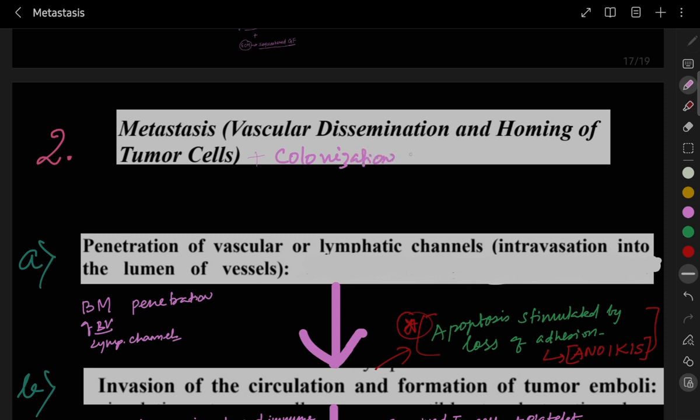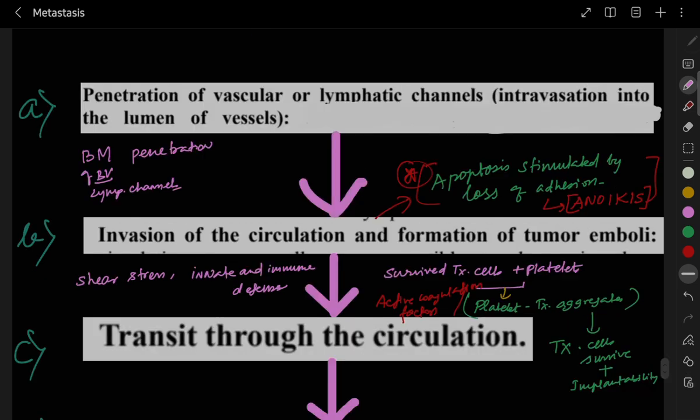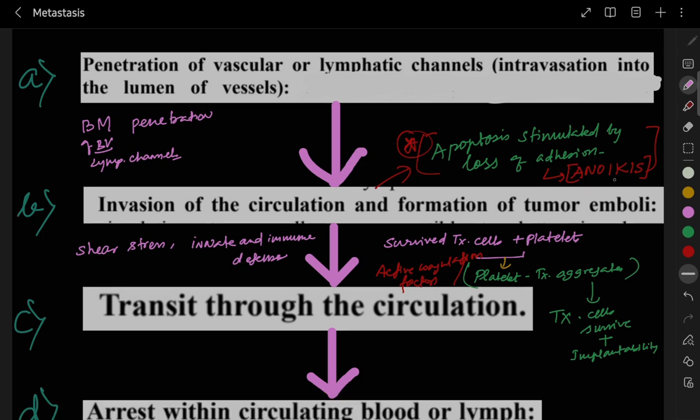Colonization of tumor cells, right? So the first step is penetration of the vascular or the lymphatic channels, that is intravasation into the lumen of the vessels, like how the tumor cells enter a vascular or lymphatic channel, right? It is the blood vessels or the lymph vessels, right? So what happens is that the basement membrane penetration of the blood vessels and the lymphatic channels occurs here, right? So who penetrates? The malignant cells, the tumor cells penetrate, right?